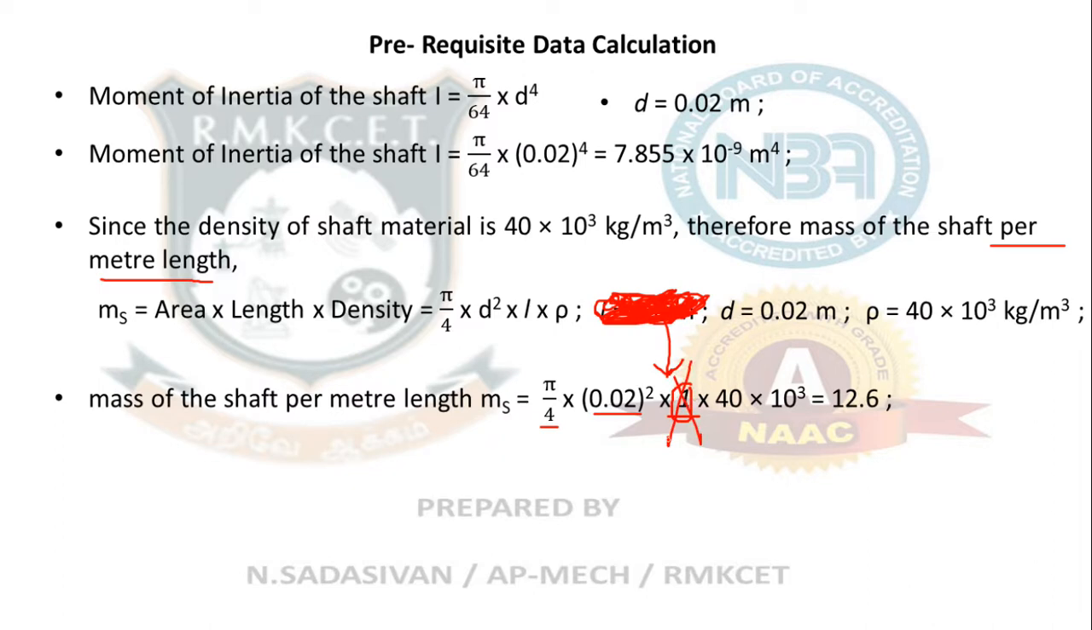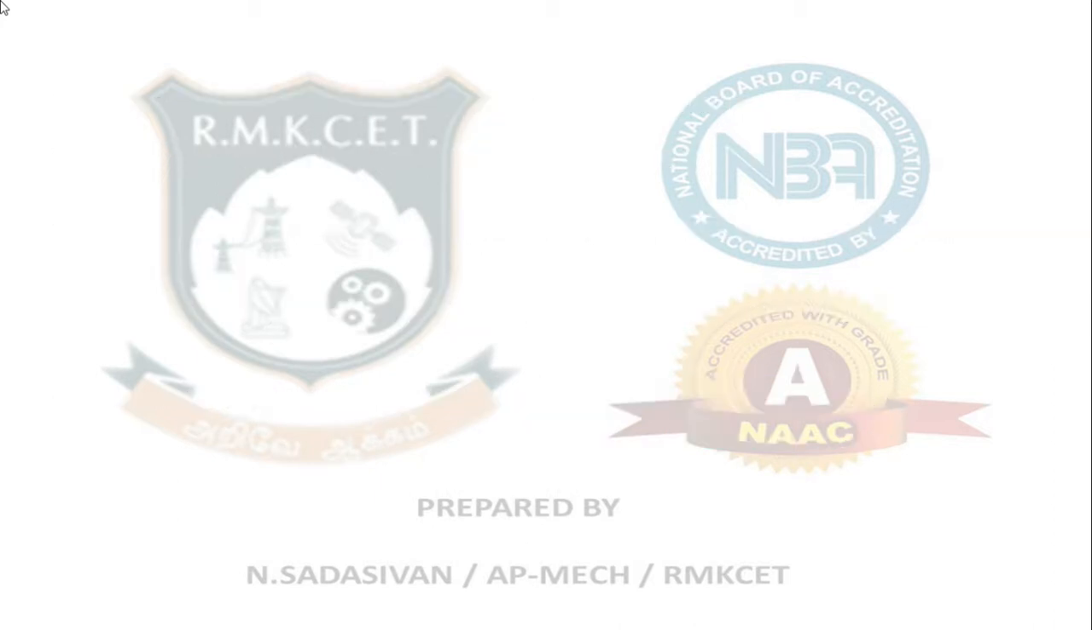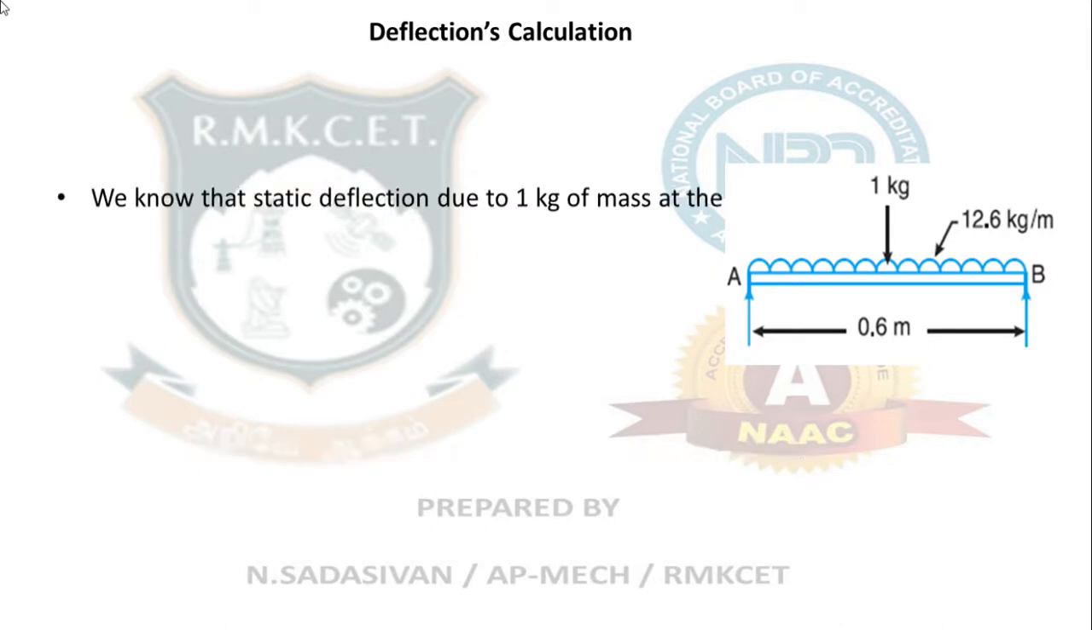Okay, so if I write this, I am getting the same answer, 12.6. Okay, that is correct. So if I put 1, I am getting this answer. I've checked now. Okay, pi by 4 d square into 40,000 kilogram per meter cube. The mass is 12.6 kg per meter length. Okay, weight, from this you can easily find out the weight, right? So into 9.81. So deflections I am going to calculate.